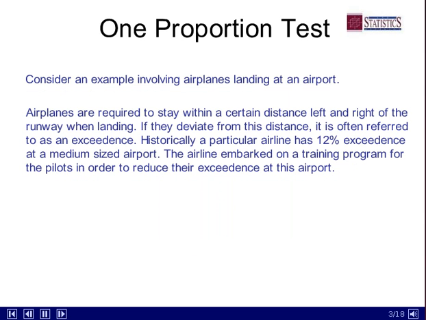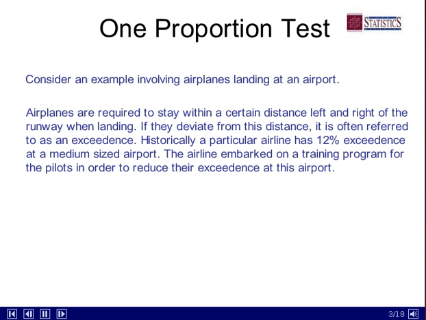So let's consider an example involving airplanes landing at an airport. Airplanes are required to stay within a certain distance of the runway in terms of left and right. As they're on their approach to the landing, for safety reasons, they're supposed to stay within a certain plus or minus delta range around that runway. A lot of times when they deviate from this, they call it an exceedance, and they just report you exceeded or did not exceed as they landed. So not necessarily the distance from the target or how far outside they were, just either they were outside of that deviation zone or they were not.